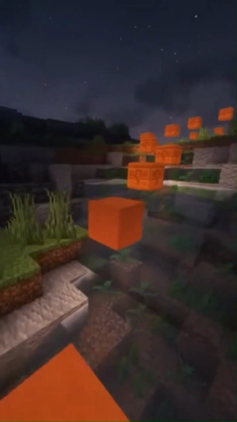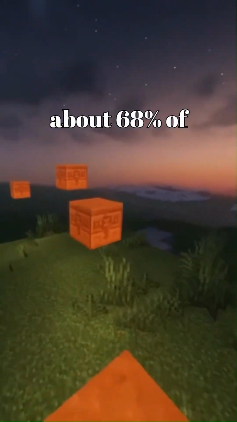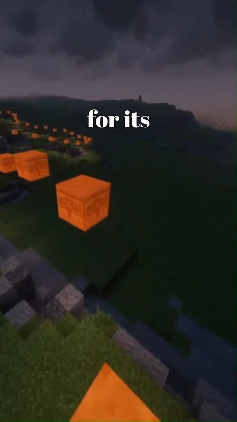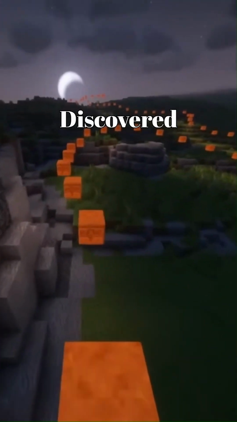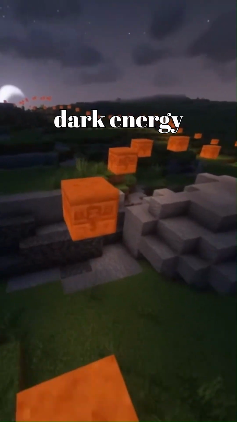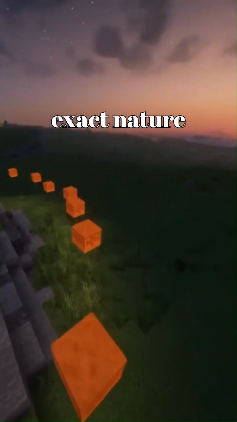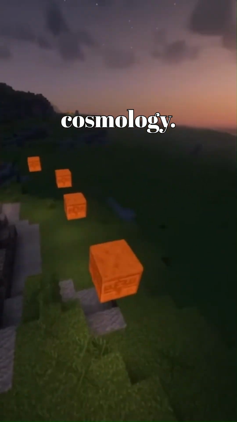Dark energy. Dark energy is an unknown form of energy that makes up about 68% of the universe and is responsible for its accelerated expansion. Discovered through observations of distant supernovae and the cosmic microwave background, dark energy works against gravity, pushing galaxies apart. Its exact nature remains one of the biggest mysteries in cosmology.